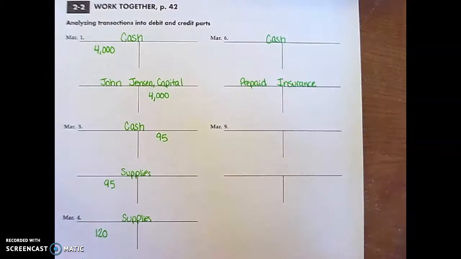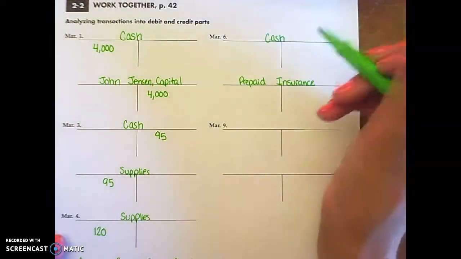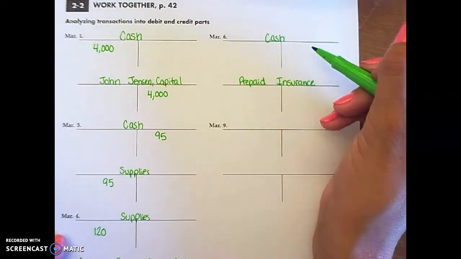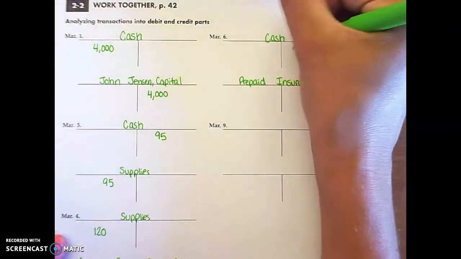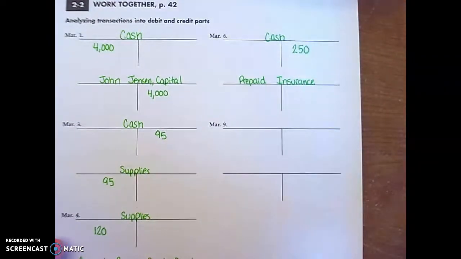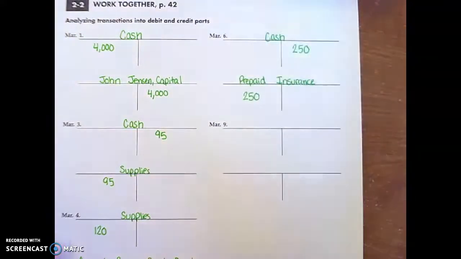Both of these are assets. So cash, we paid cash. Cash has a normal debit balance, but since we're paying cash, it's decreasing. So cash will receive a credit for $250. And prepaid insurance is increasing with a debit, since that is the normal balance side for prepaid insurance.